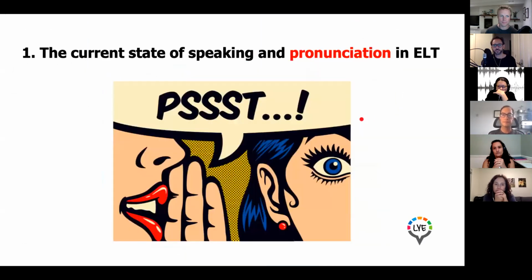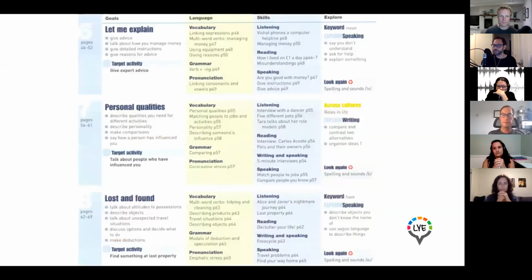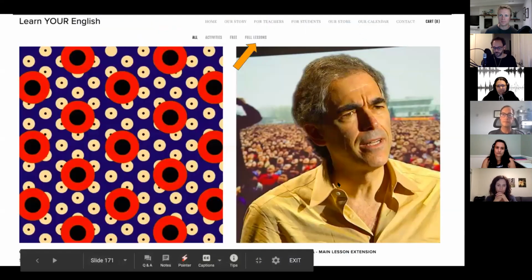Let's look at pronunciation now quickly. What do we have here in terms of pronunciation? Let's see. This is the syllabus from a textbook. I'm not going to mention which textbook, but you can see that pronunciation is somewhat disconnected from discourse. So here we have pronunciation being isolated. Here we have stress, again, isolated. Here we have emphatic stress, also isolated in all three examples.